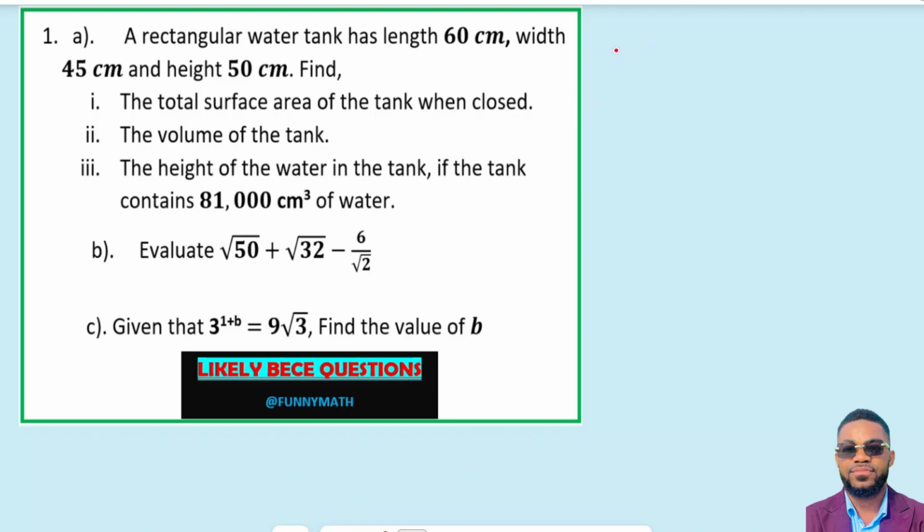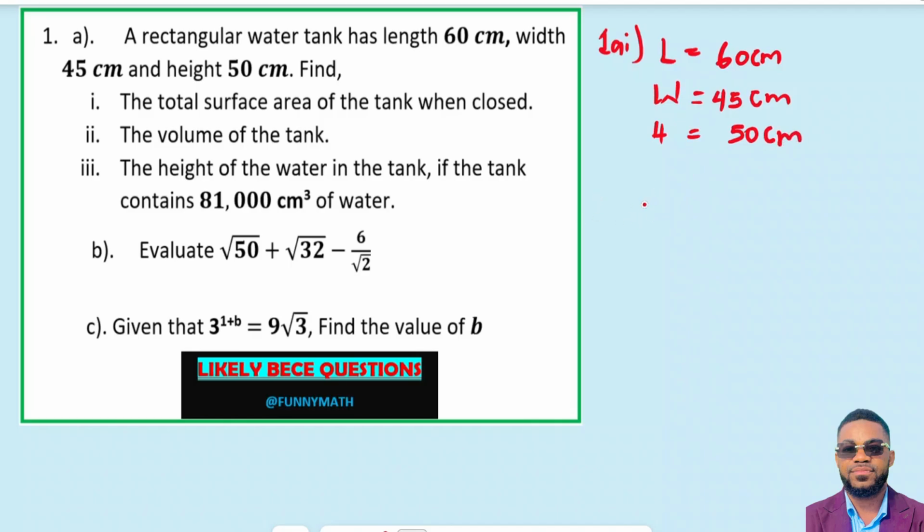So before we do it, let's write down the information given in the question. Remember to write the question number, that is 1(a)(i). And now let's see the information given. We have the length. Let me use capital L for the length. So that's going to be 60 centimeters. The width, capital W, also was given to be 45 centimeters. And the height, I'm using capital H, that is 50 centimeters. So these are the information given in the question.